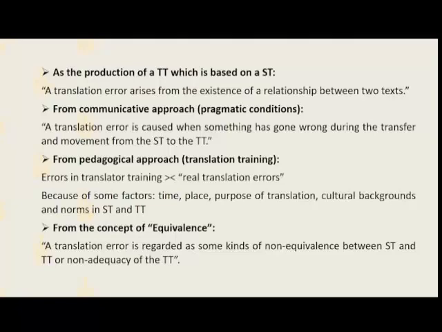The first approach defines it as the production of a target text which is based on a source text. A translation error arises from the existence of a relationship between two texts. The second approach, from communicative approach, pragmatic conditions: a translation error is caused when something has gone wrong during the transfer and movement from the source text to the target text.